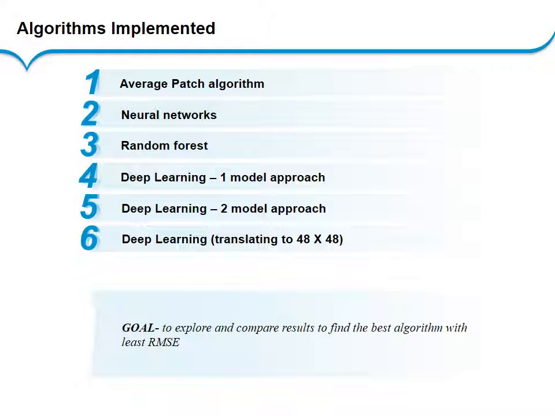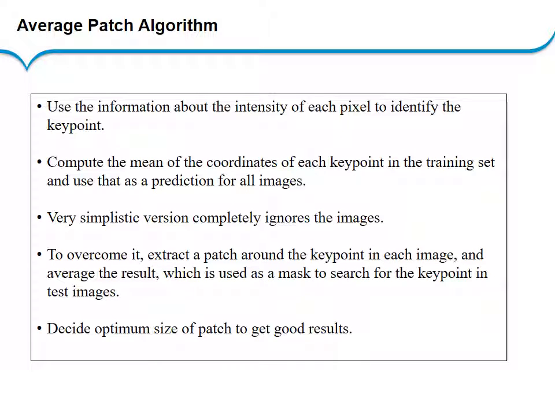So we have implemented these six algorithms, out of which the first is the average patch algorithm. Here we use the information about the intensity of each pixel to identify the key point. We compute the means of the coordinates of each of the key points in the training set and use it as a prediction for all the images. This algorithm was very simplistic and it was giving us a very high RMSE score.